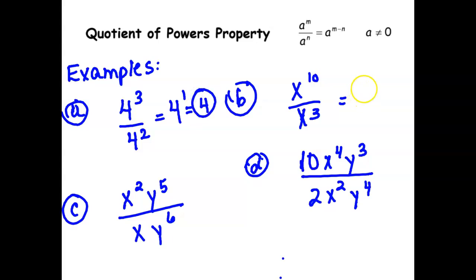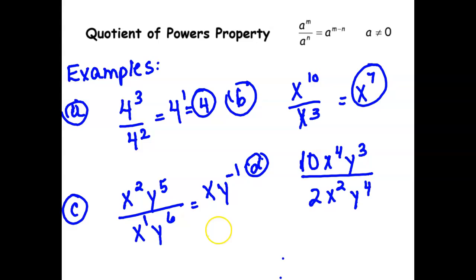Okay, this one we'd have the same base of x. 10 minus 3 is 7, so that would be x to the 7th. Okay, here we've got a couple of factors. So x squared divided by x would be equal to 2 minus 1, which is just x to the 1st. And then y to the 5th divided by y to the 6th is y to the 5 minus 6, which is y to the negative 1.